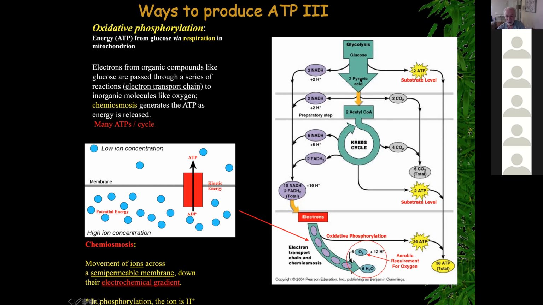Then conversion of pyruvic acid to acetyl-CoA yields 2 molecules of carbon dioxide, going from a 3-carbon molecule to a 2-carbon. And one of those carbons goes off as carbon dioxide. Again, 2 more NADHs, 2 more protons. And then we have acetyl-CoA, which is the first step in the Krebs cycle.